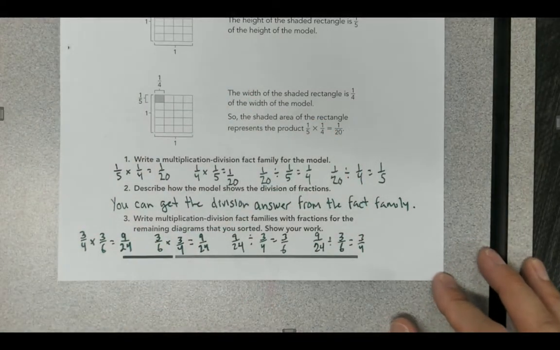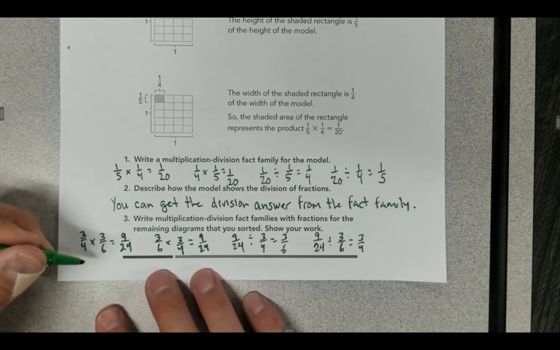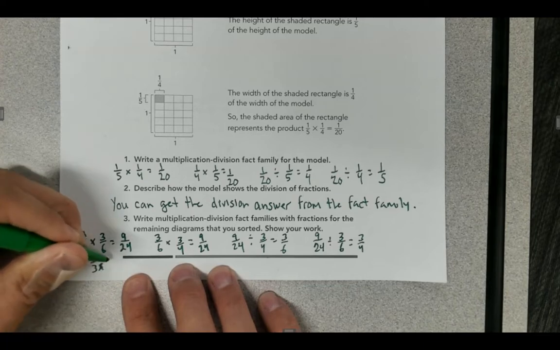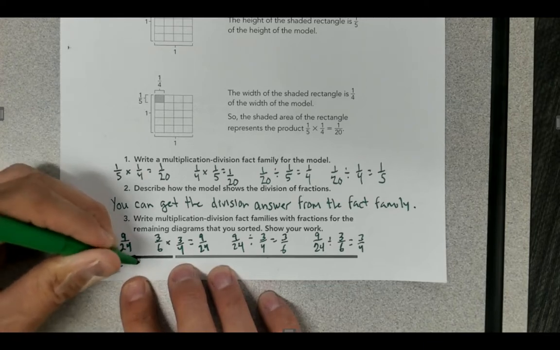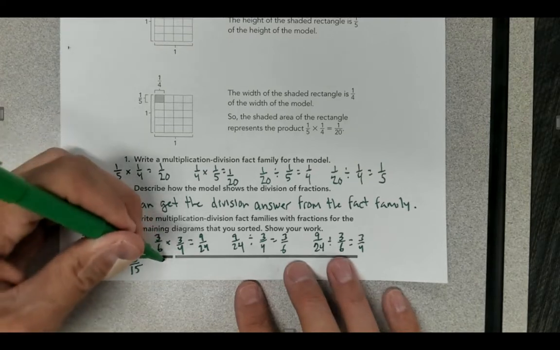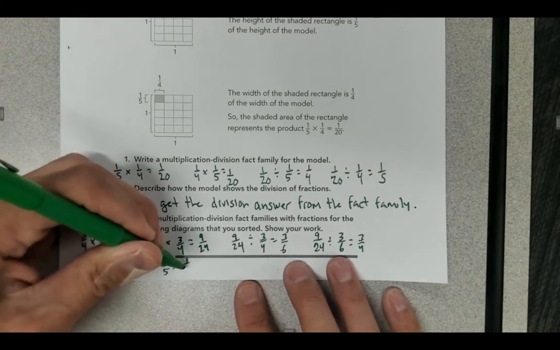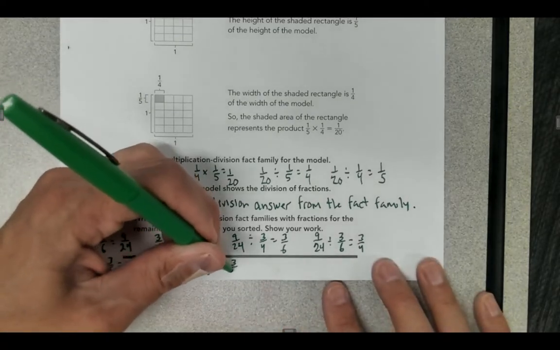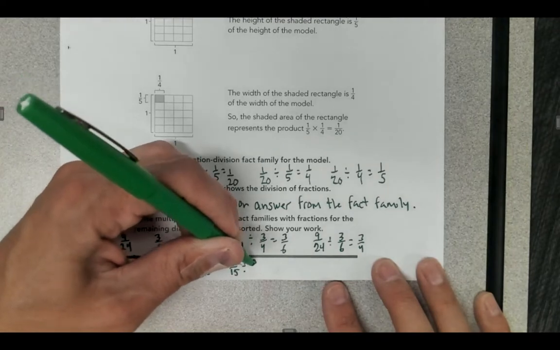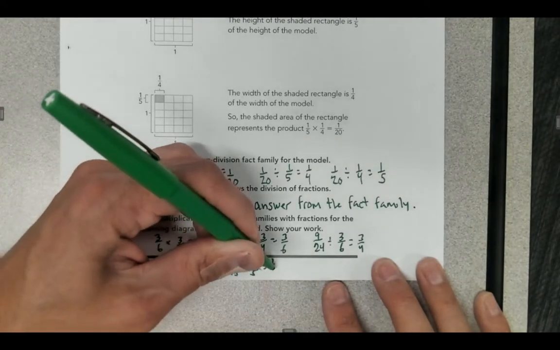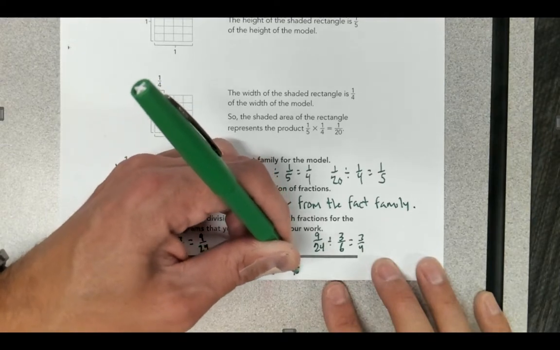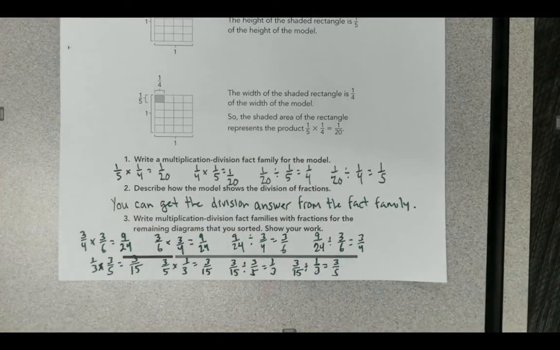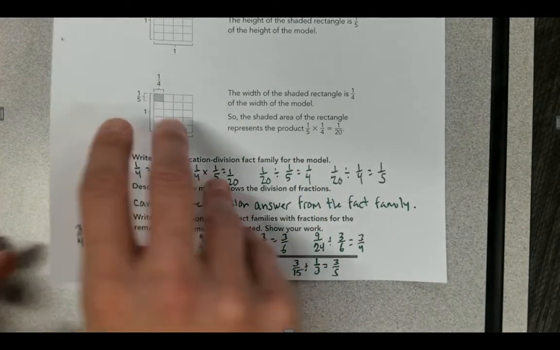Okay, and so these were these cards from the very first section here. And then another one that they did show was 1/3 times 3/5, and that equals 3/15. Or flip those around, 3/5 times 1/3, and that equals 3/15. Or 3/15 divided by 3/5 equals 1/3. Or 3/15 divided by 1/3 equals 3/5. Okay, and so those were those cards that we had for the other day.